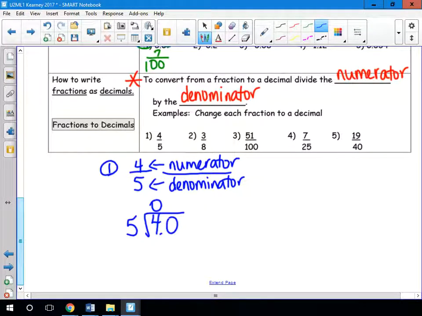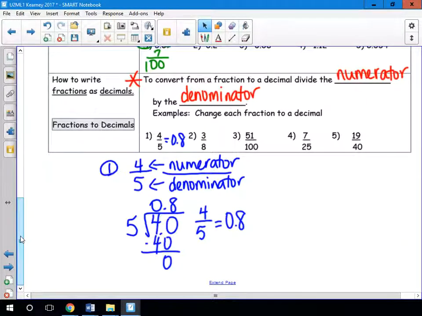Can 5 now go into 40? Yeah, so we're going to take out my decimal straight up, shoot it through the roof. And how many times does 5 go into 40? 8 times. And we just check that. 5 times 8 is 40. So 4/5 as a decimal would be 0.8. So we can come up here and write 0.8.